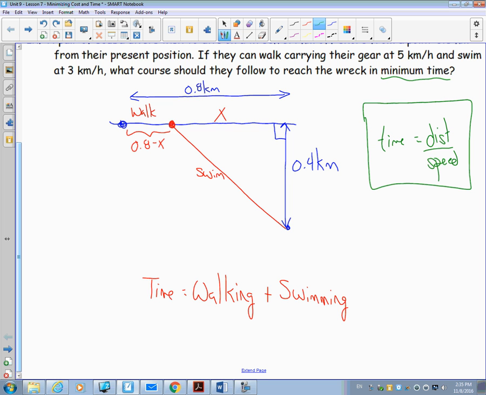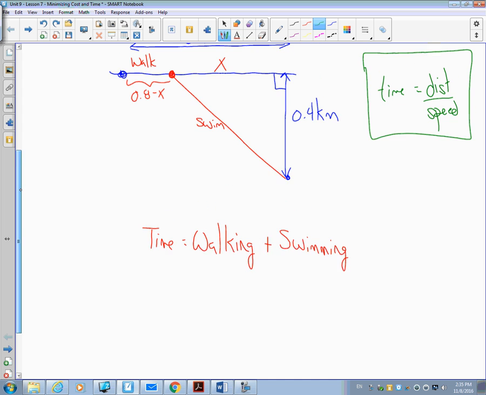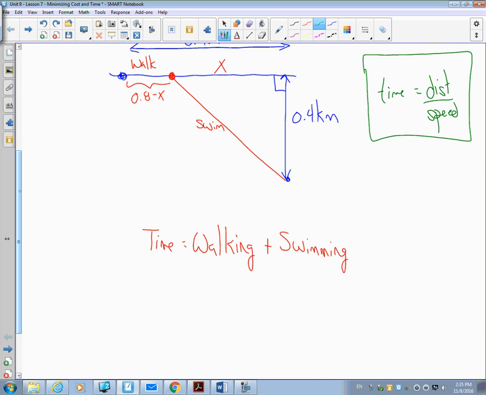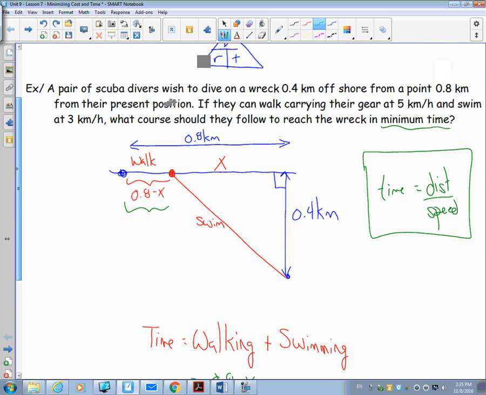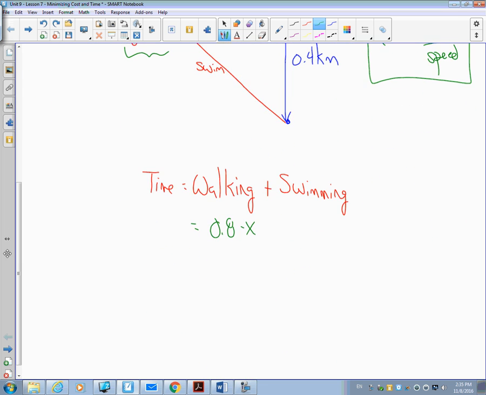So the time that I spend walking, well, how far do I have to walk? The distance I have to walk is this bit. So the distance I have to walk is 0.8 minus x. What speed am I doing that at? It tells me in the question that I can carry my gear at 5 kilometers an hour. So an expression for my walking time is (0.8 minus x) over 5.